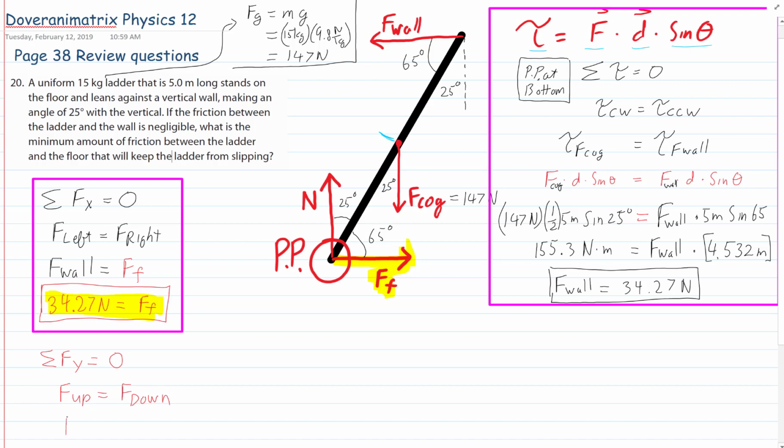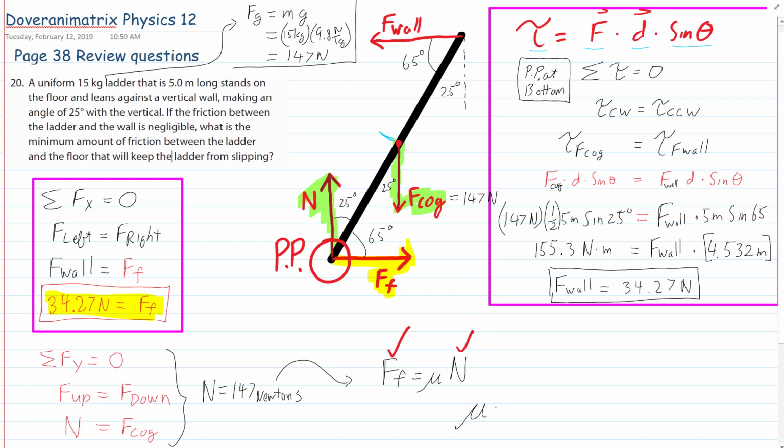And the force up is the normal, and the force down is the center of gravity. The two forces, let's just highlight them in green. This is the upward force, and this is the downward force, and they have to balance. So from this, we get that the normal force is also 147 newtons. And from this, we can use the force of friction is equal to mu times N, the normal force pushing the two surfaces together.